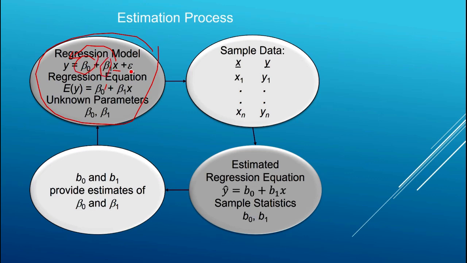But we don't know the values of beta naught and beta 1. We don't know the value of the error term. We can observe x and y, however, for a sample. So what we do is we go out and we get a collection of sample data.